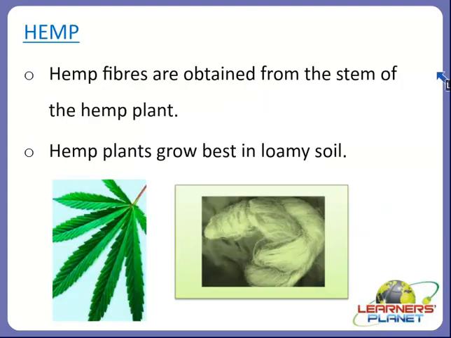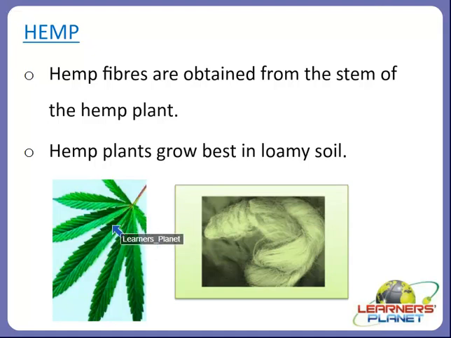And now we are going to discuss the second plant fiber, called hemp. So what is hemp? It is also a plant fiber. So what can we say? That hemp fibers are obtained from the stem of the hemp plant. Here you can see this is the hemp.